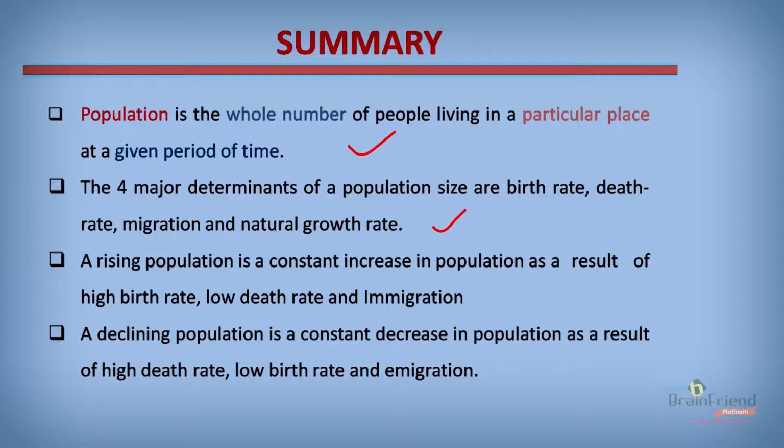We learned that a rising population is a constant increase in population as a result of high birth rates, low death rates, and immigration. We also learned that a declining population is a constant decrease in population as a result of high death rates, low birth rates, and emigration.